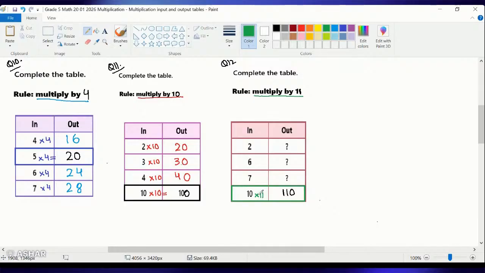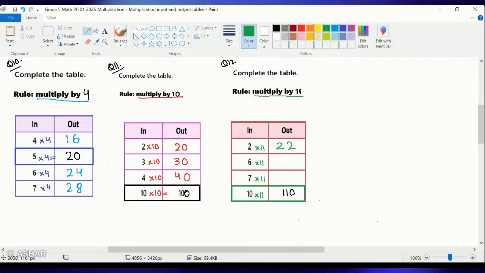If one of the inputs is multiplied by 11, then all of the input values would be multiplied by the same number, right? Let's try to find the answers. What is 2 multiplied by 11? The easiest way to solve 2 multiplied by 11 is, we know that 11 is 10 plus 1. 2 multiplied by 10 is 20, and 2 multiplied by 1 is 2. 20 plus 2 is 22.